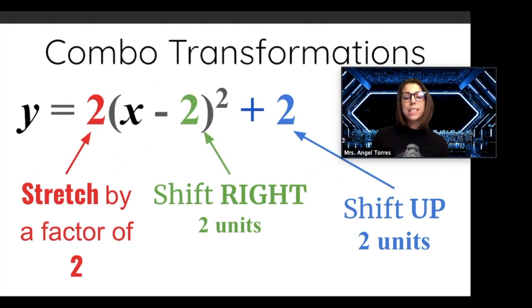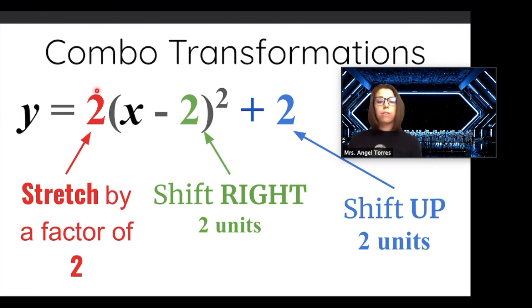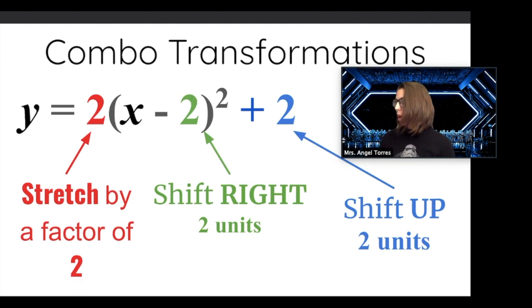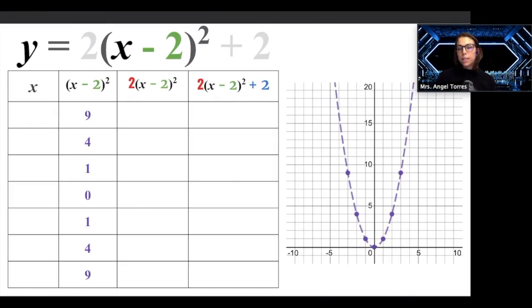So here's our first example. So we can already predict what these transformations are going to be. Because we see a factor out in front, we know that this is going to be stretched by a factor of 2. We also know that because the base of the function has become a difference, that this is going to end up shifting right 2 units. And we know that this parabola will be shifted up 2 units. So to start off graphing this function, we're just going to look at what's inside of the parentheses.